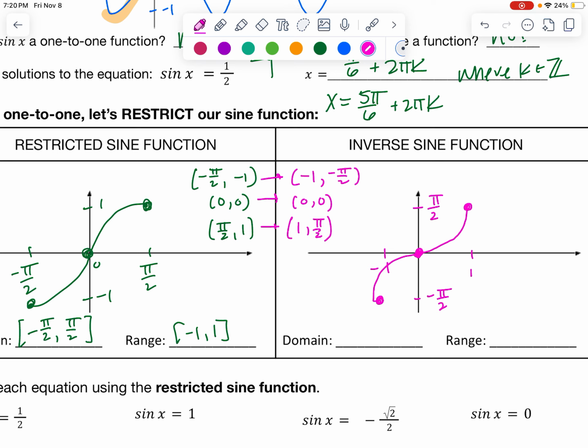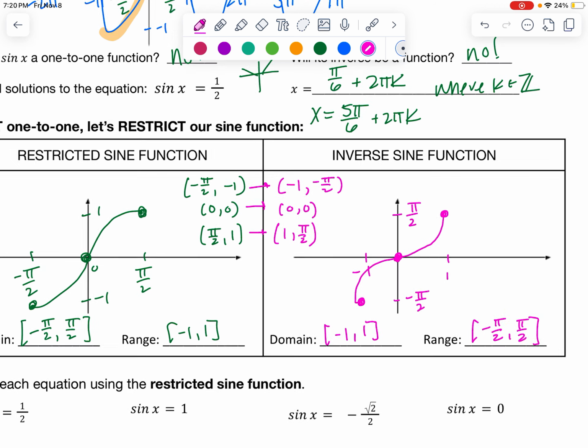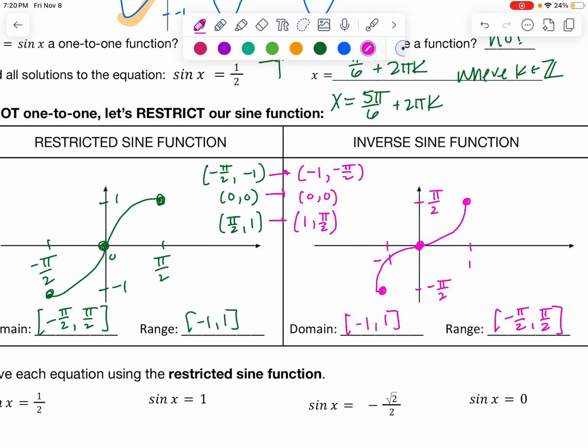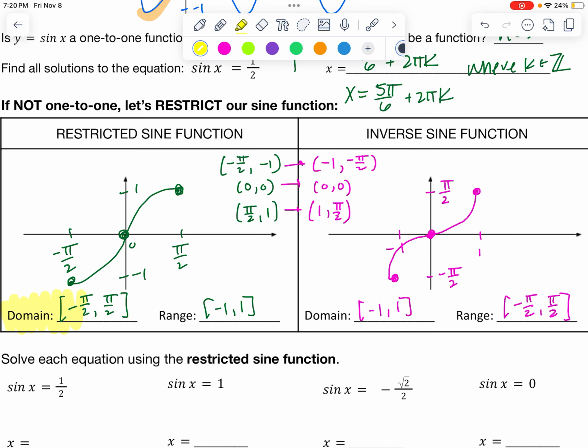Okay. Now my domain switches from negative 1 to 1, and then we have my range of negative pi over 2 to pi over 2. Okay, so if I'm looking at my restricted sine function and my inverse sine function, the one that we really want to pay attention to is the domain of the restricted sine function.